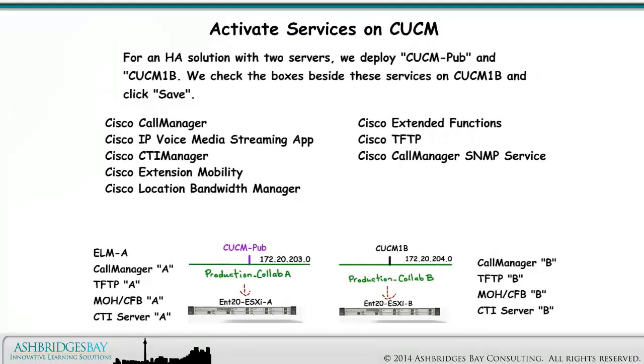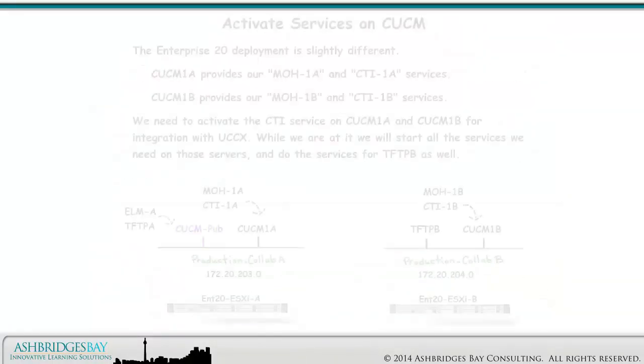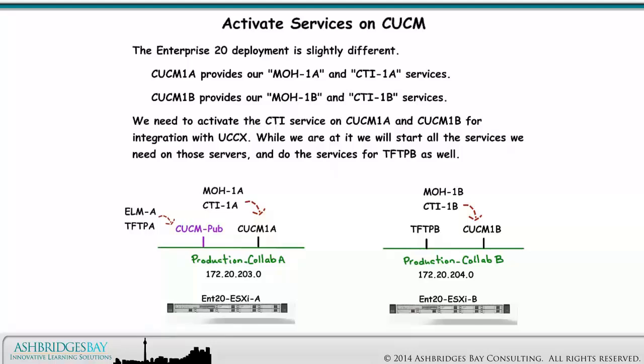For an HA solution with 2 servers, we deploy CUCM pub and CUCM 1B. We check the boxes beside these services on CUCM 1B and click Save. The Enterprise 20 deployment is slightly different. CUCM-1A provides our MOH-1A and CTI-1A services. CUCM-1B provides our MOH-1B and CTI-1B services.